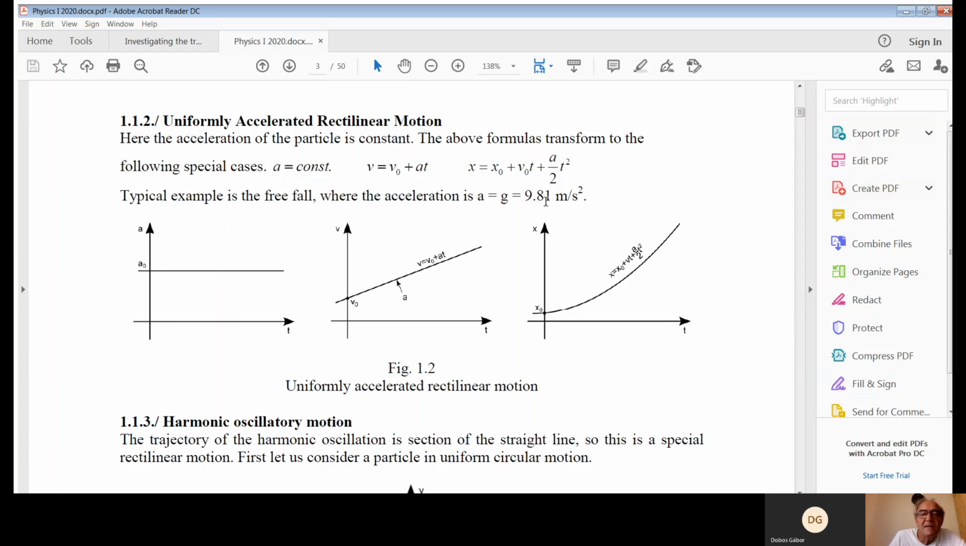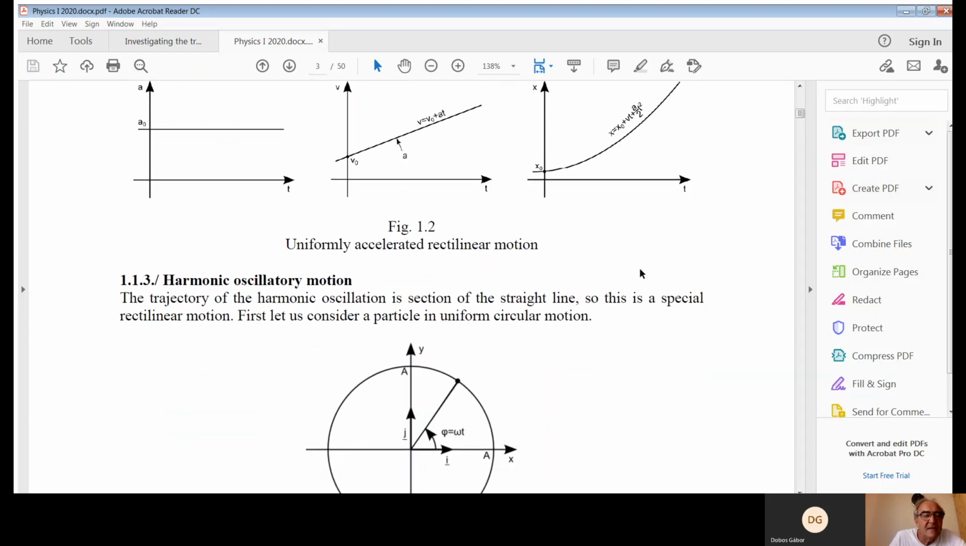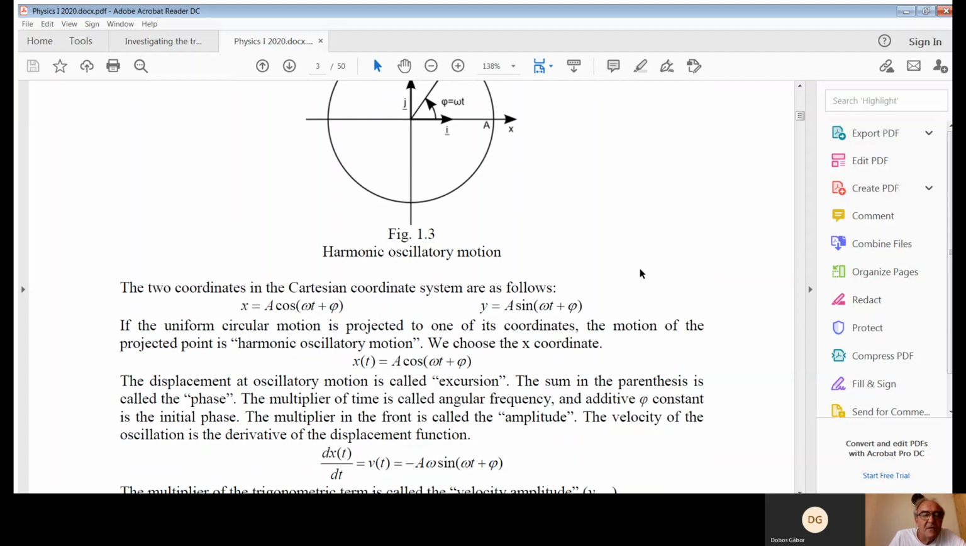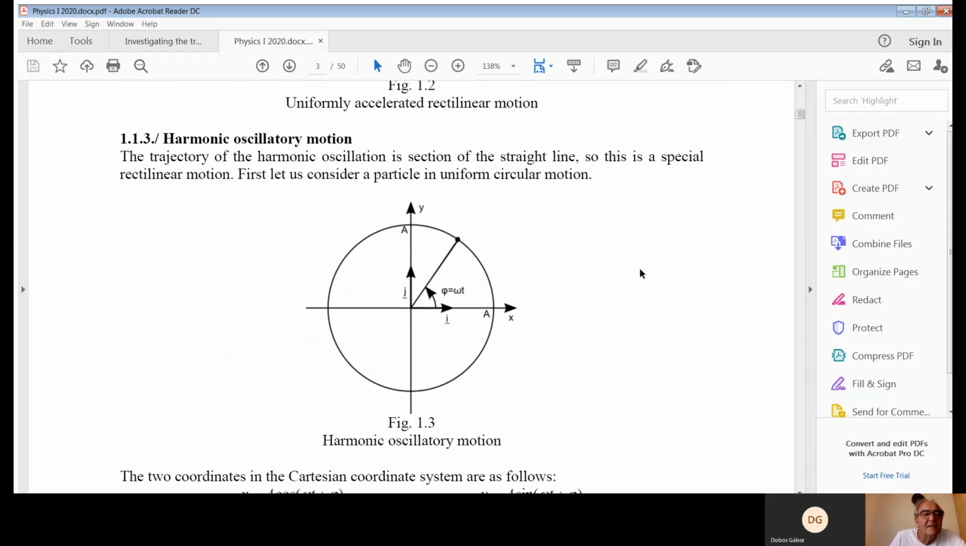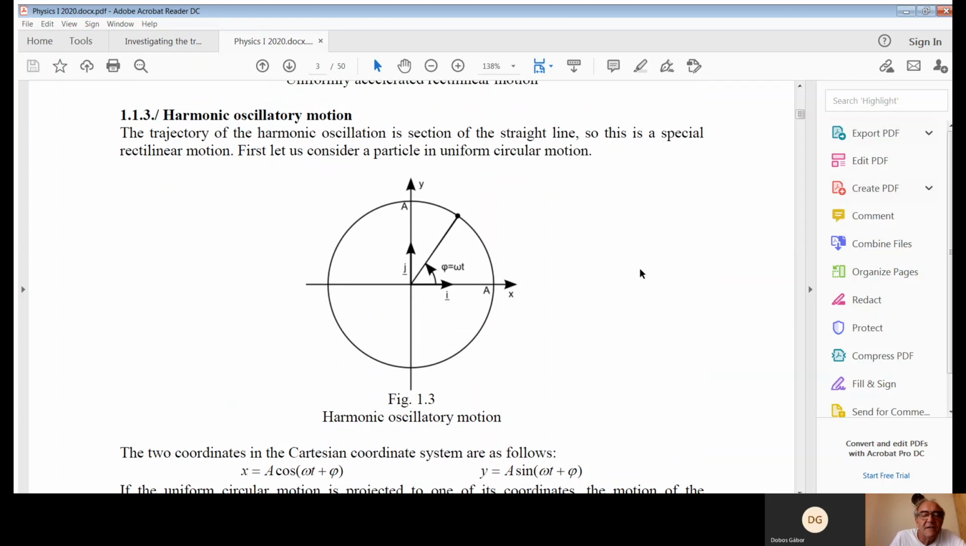A typical example is free fall, when something is dropping, falling down, then this is the case. Now, let's check the harmonic oscillatory motion. A harmonic oscillatory motion will be treated also later in this lecture, but here I cannot omit this from the description of motion because it's very important.